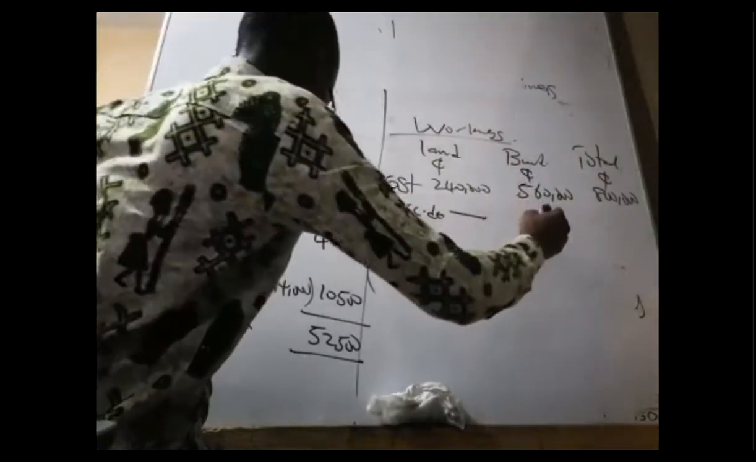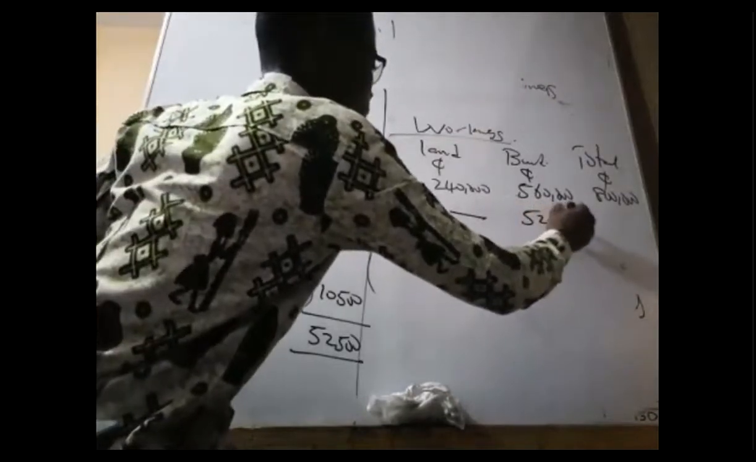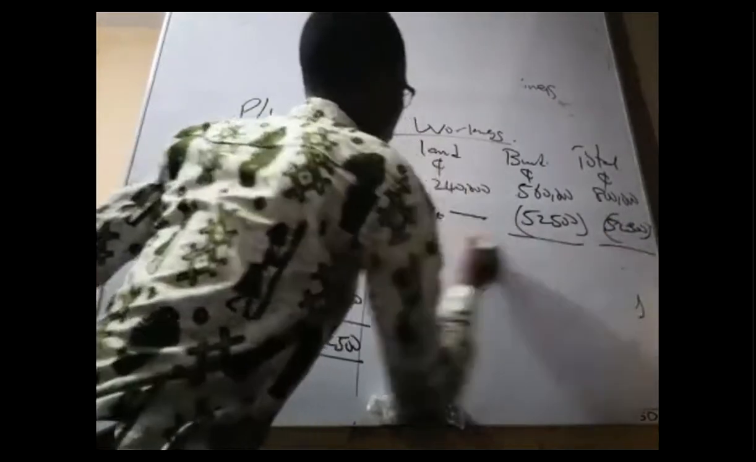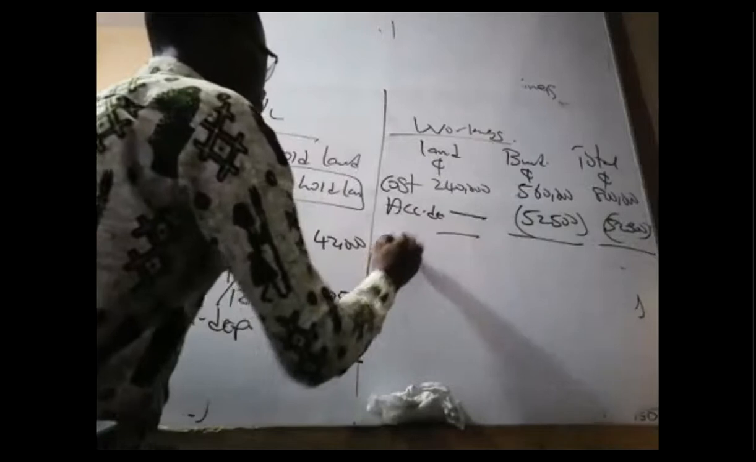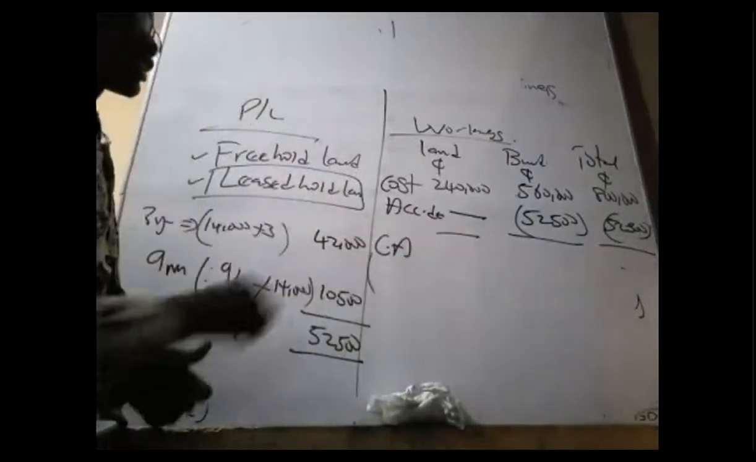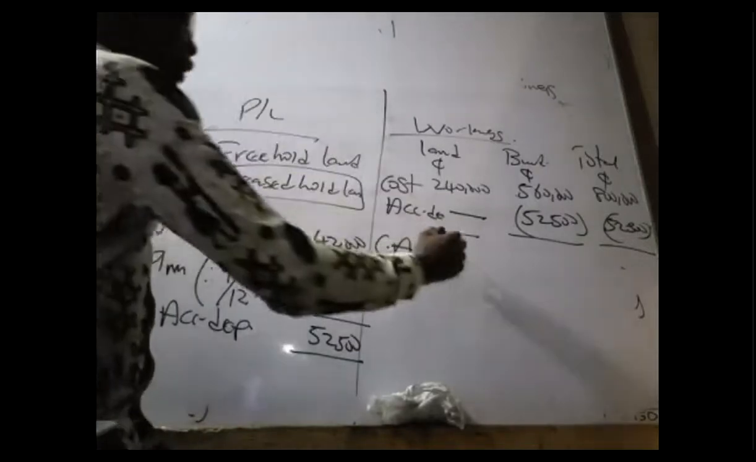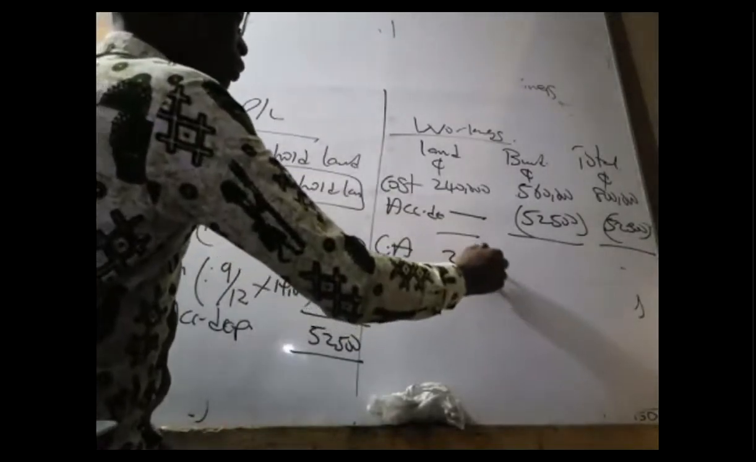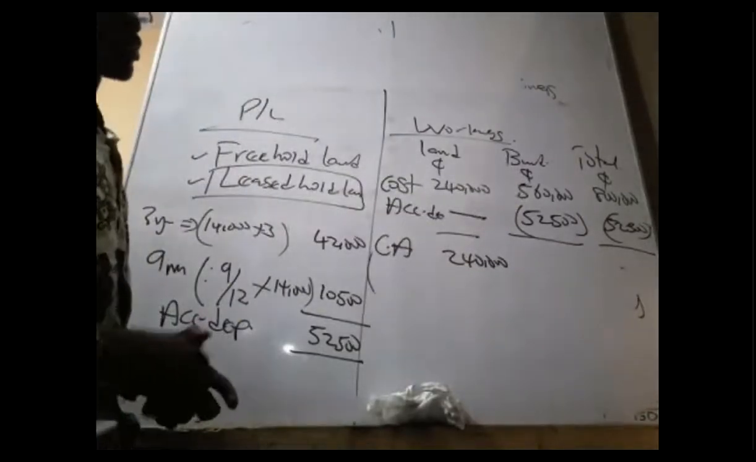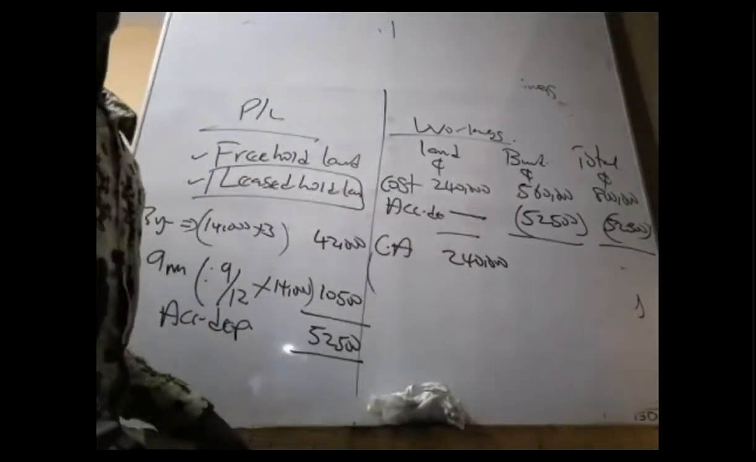Good. So accumulated depreciation is 52,500. I am subtracting. The same figure comes to 52,500. Please, what's the current amount? So current amount here will still be 240,000. This one will be what? 560,000 less 52,500.